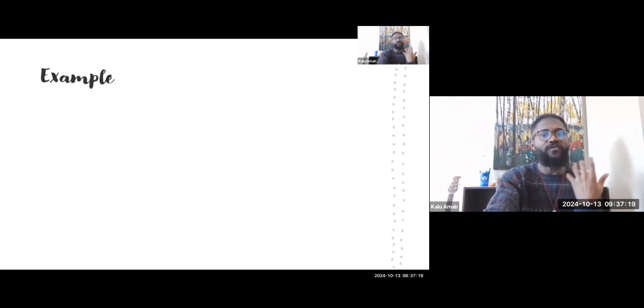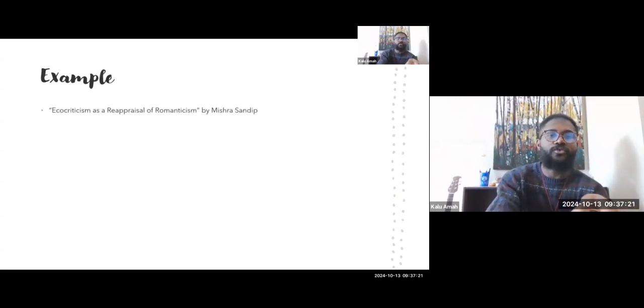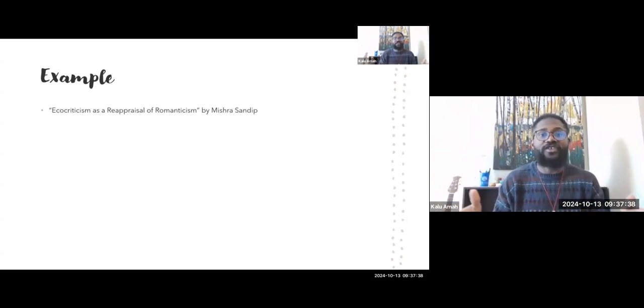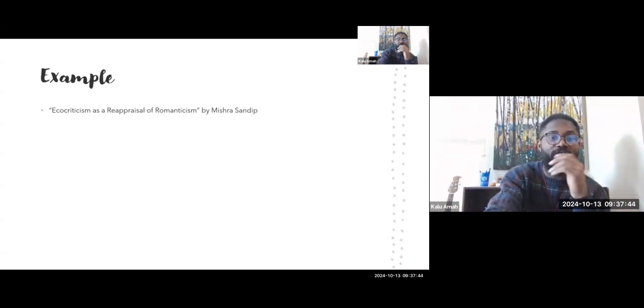So I'll give an example. This is an article called Eco-Criticism as a Reappraisal of Romanticism, written by Mishra Sandeep. I'm not interested in citing this scholar or this researcher. I just want to create my annotated bibliography. Let's assume I'm using a Word document to create my annotated bibliography.